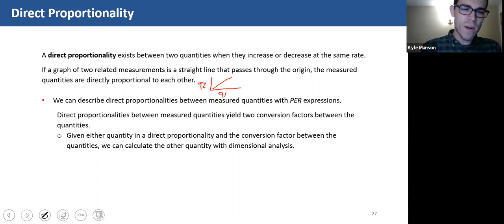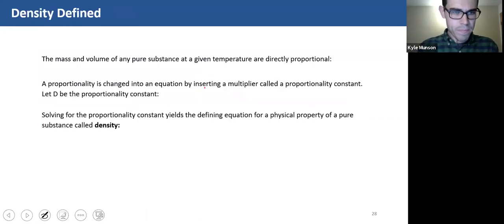So we can describe direct proportionalities between measured quantities using per expressions. So direct proportionalities between measured quantities yield two conversion factors between the quantities. So given either quantity in direct proportion and the conversion factor between the quantities, we can calculate the other quantity using dimensional analysis, okay? So that's the goal here. So the mass and volume of any pure substance at a given temperature is directly proportional, all right?